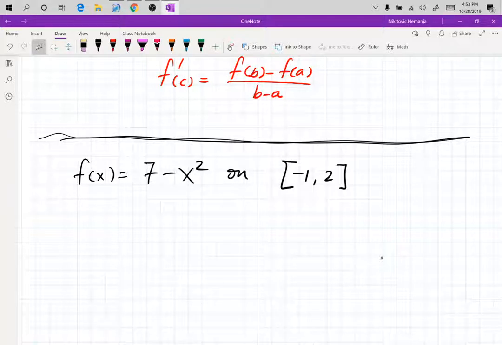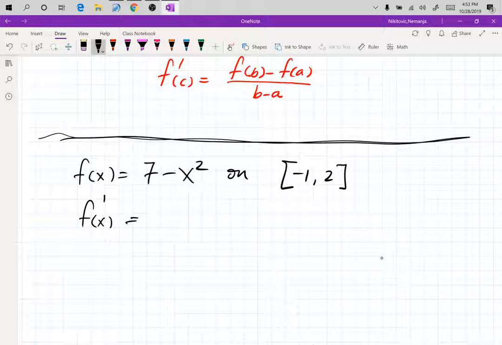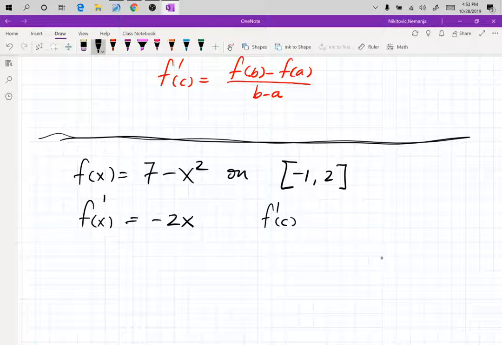So let's go and take a look at the derivative. So the derivative f prime of x is -2x. Now this is the most confusing part for everyone. The formula is calling for f prime of c. So if f prime of x is -2x, then f prime of c is -2c.